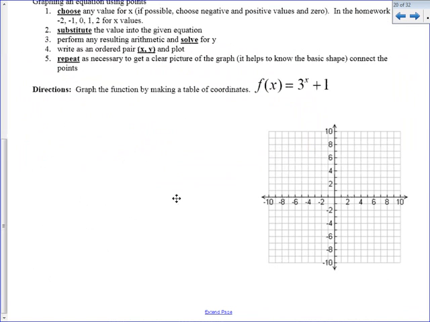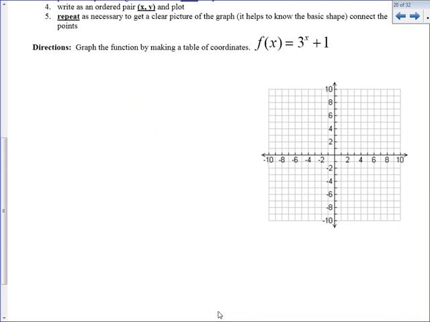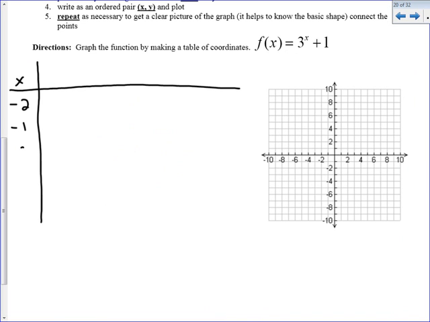So graphing these is not exciting. It's more monotonous than anything. To graph an exponential, you're just finding points and plotting them. Your homework tells you to use the x values -2 to 2 inclusive, which means we're going to make a table. We're going to choose a bunch of x values. Your homework asks you specifically to do -2, -1, 0, 1, 2.